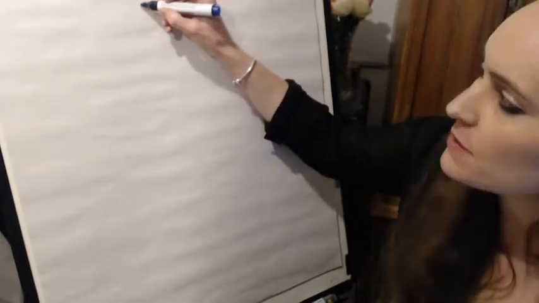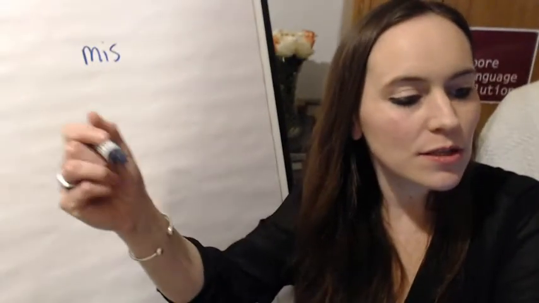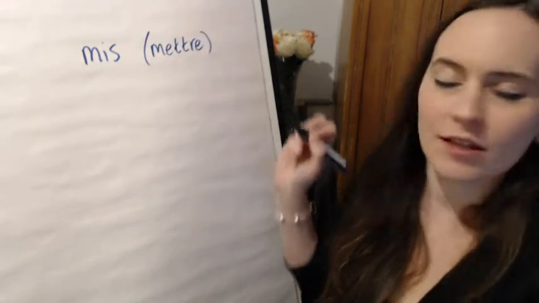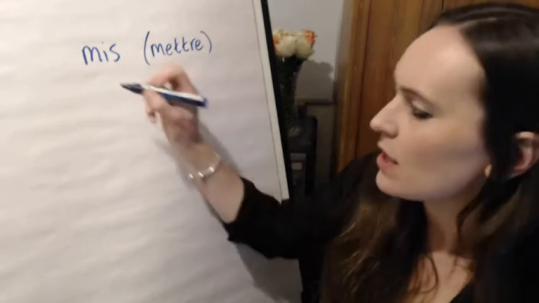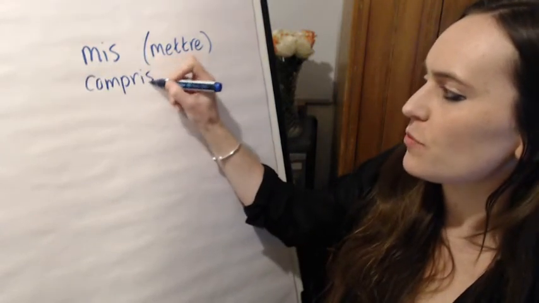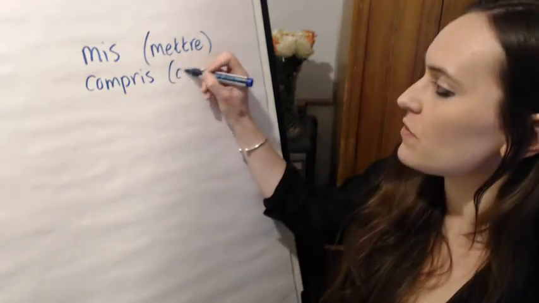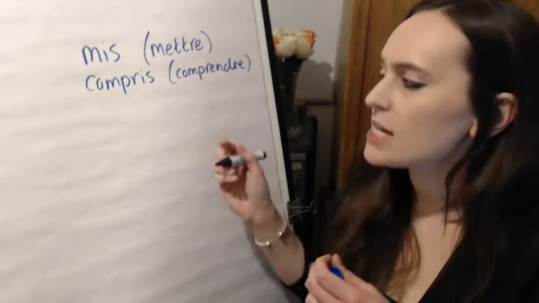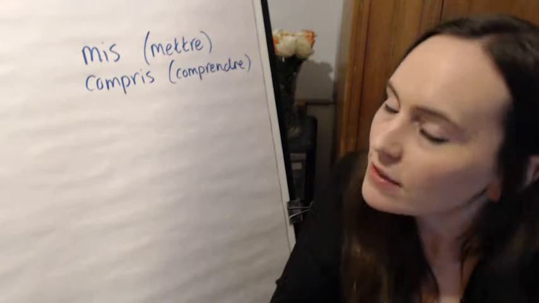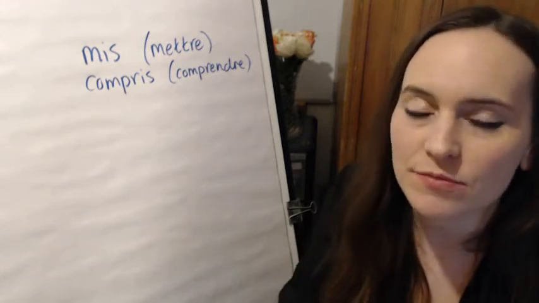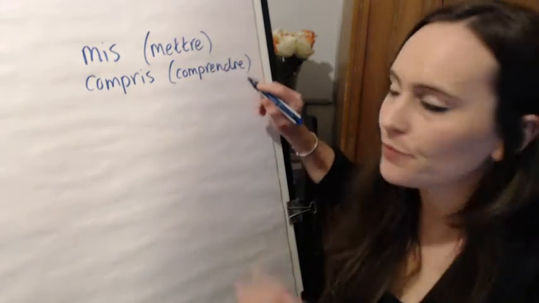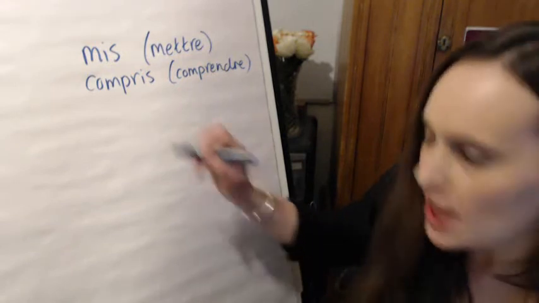Okay, the next one is mis. J'ai mis, par exemple, j'ai mis les stylos sur la table. Mis from the verb mettre. This one you'll know: compris. J'ai compris ou je n'ai pas compris, from the verb comprendre. So two RE verbs here. If you remember the regular past participle endings, you might think this is mettu or comprendu, mais non. So mis and compris.